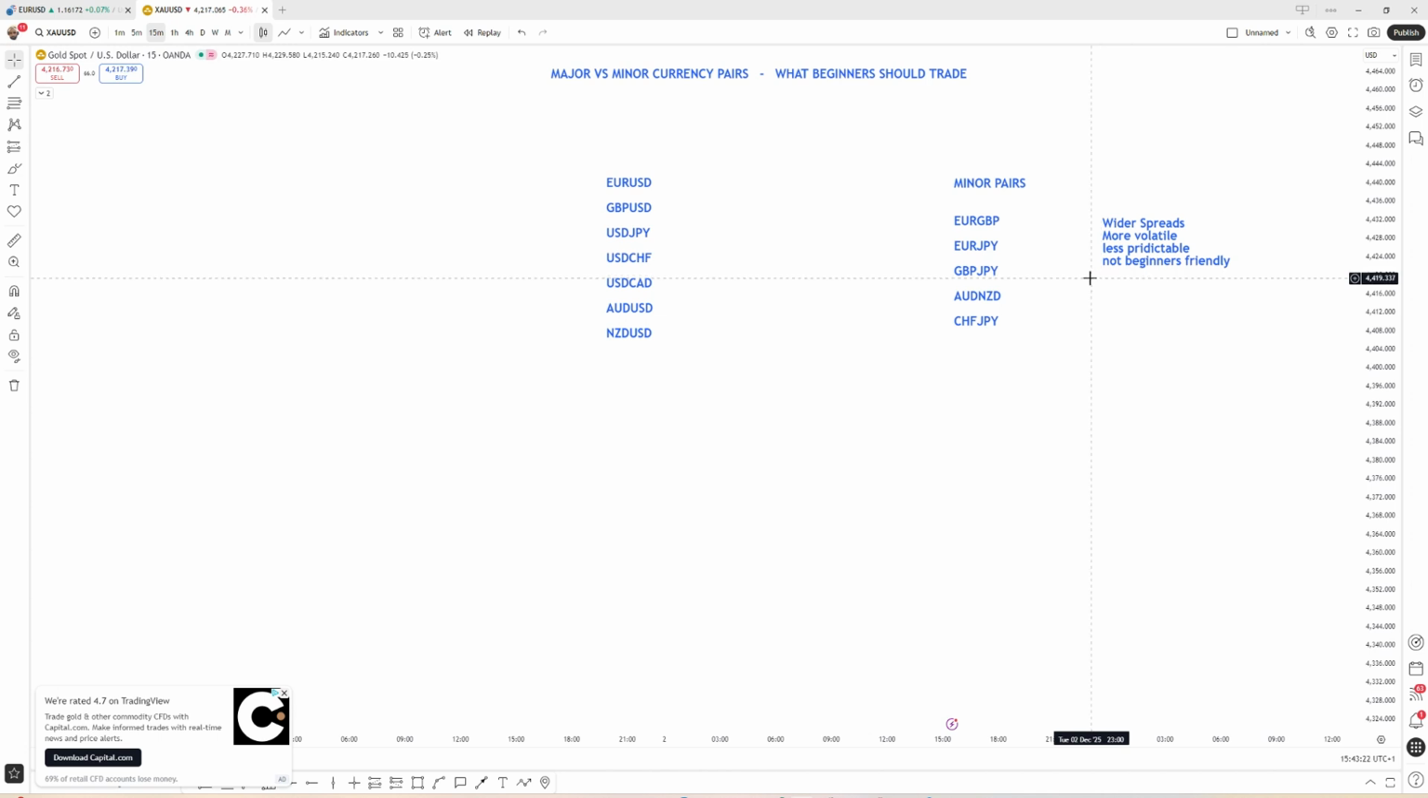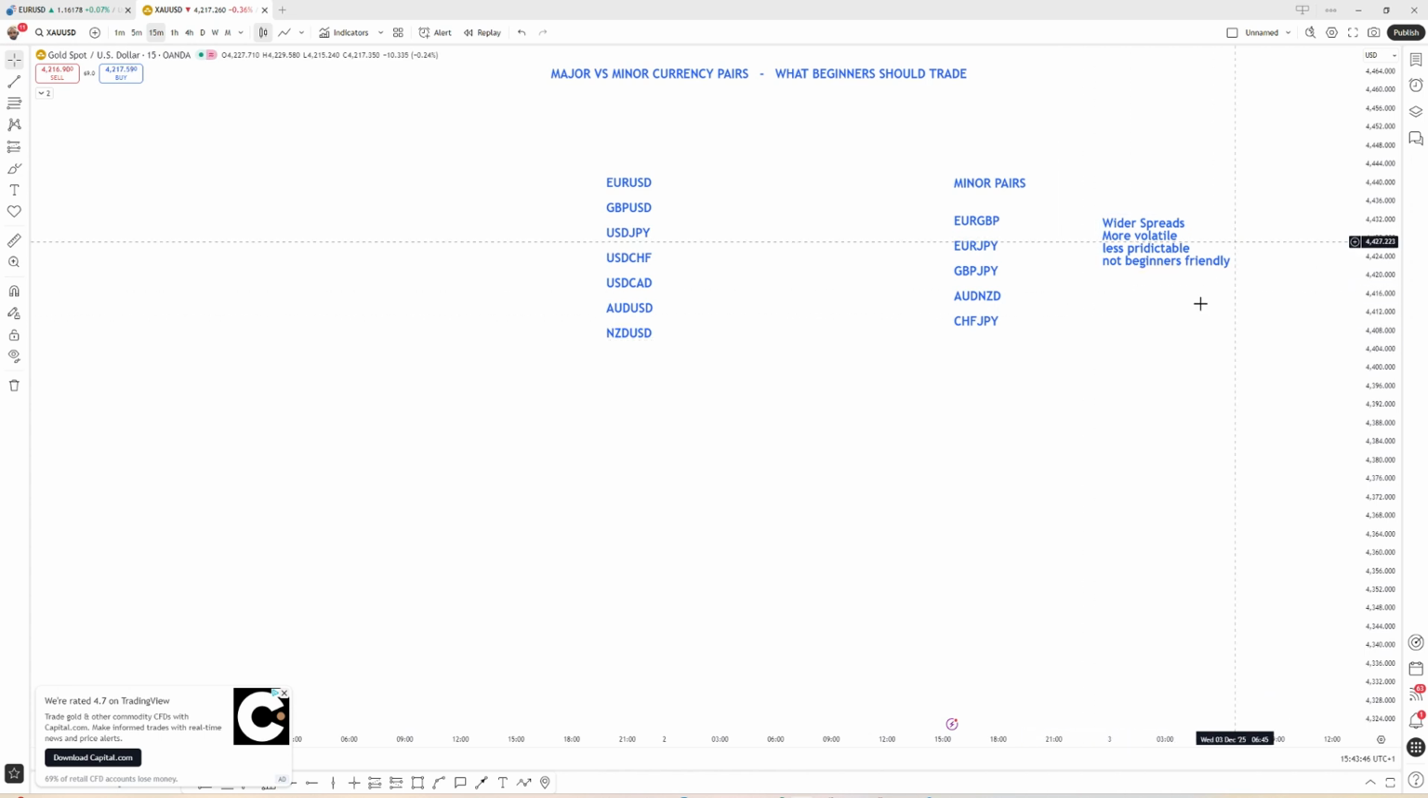And minor pairs are great. These pairs are great for traders who want more movement, who love volatility, but the movement can be dangerous sometimes. That is why it's not advisable for a beginner forex trader.